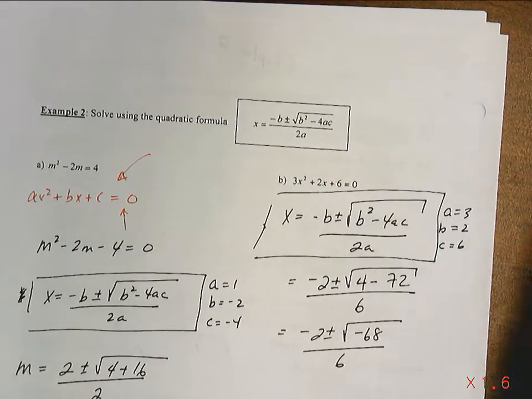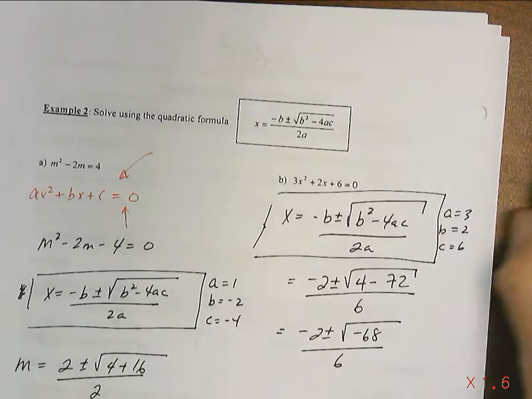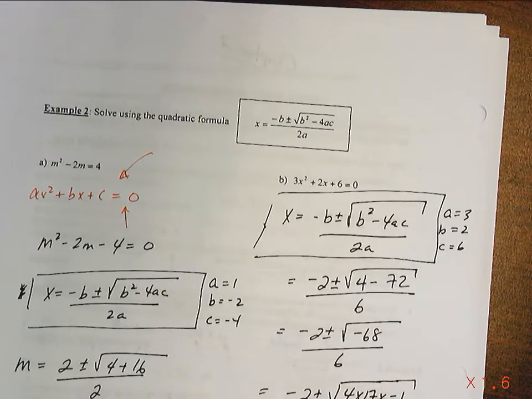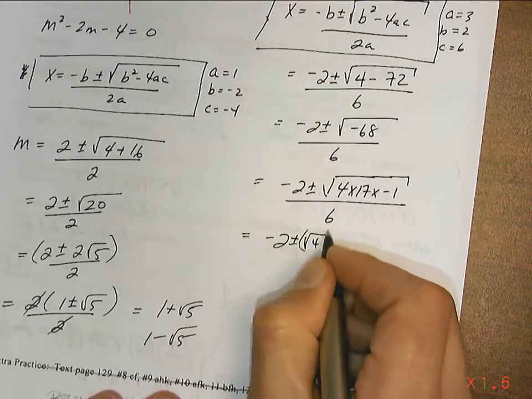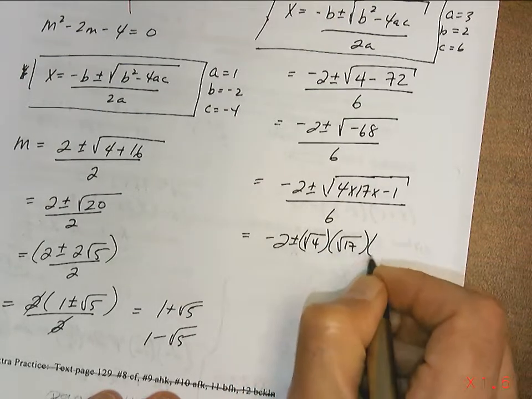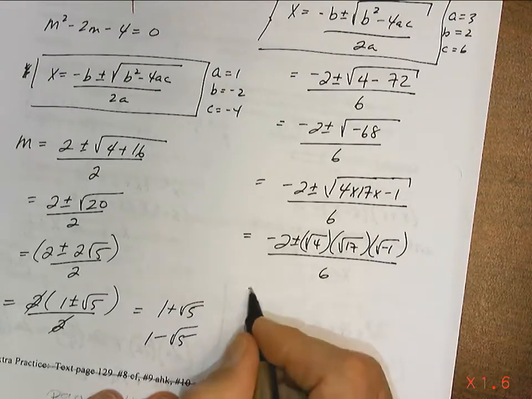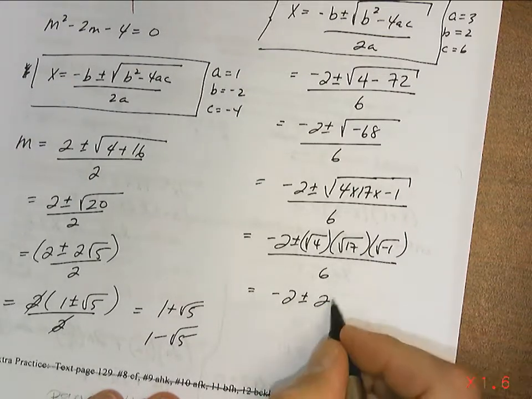What's the largest perfect square that goes into 68? I'm going to try 4. 4 and 17. 17 is a prime number, so it is. It's going to be negative 2 plus or minus square root 4 times 17 times negative 1. Okay? So I'm going to think about that a little bit differently. I'm going to think about that as negative 2 plus or minus root 4, root 17, root negative 1 over top of 6. Root 4 is 2. Root 17 is root 17, and root of negative 1 is i.